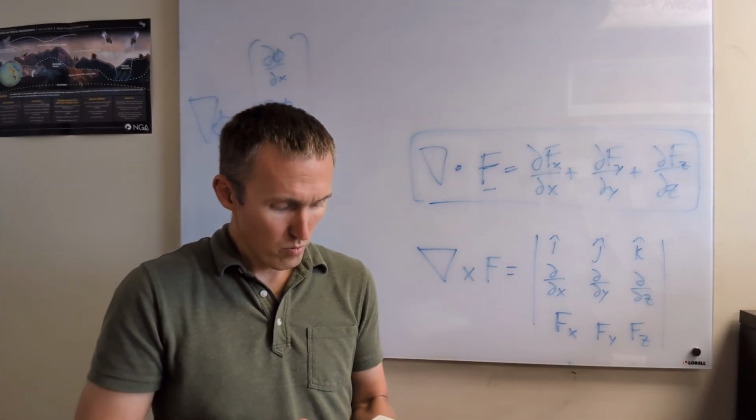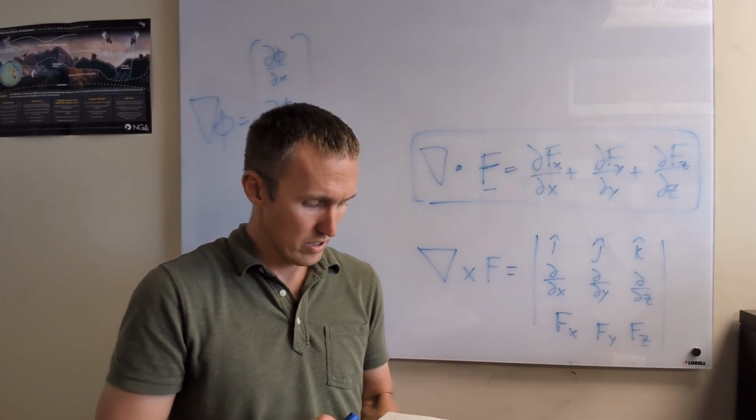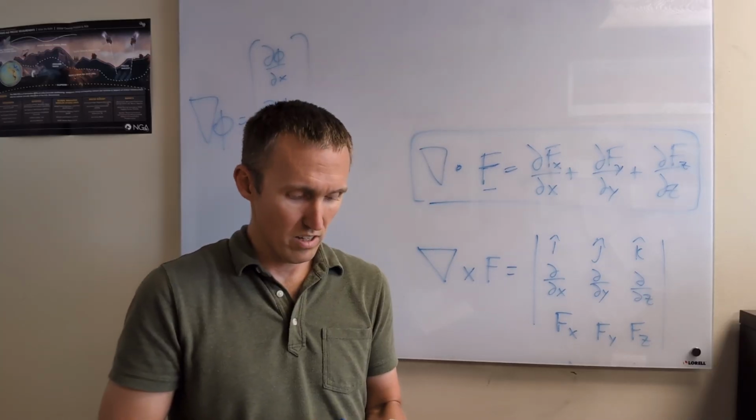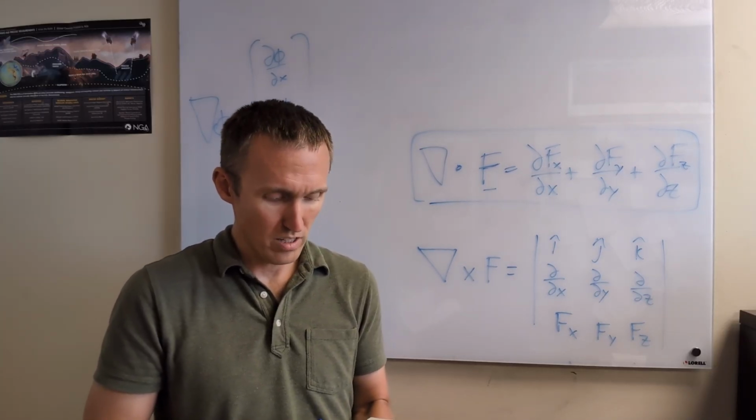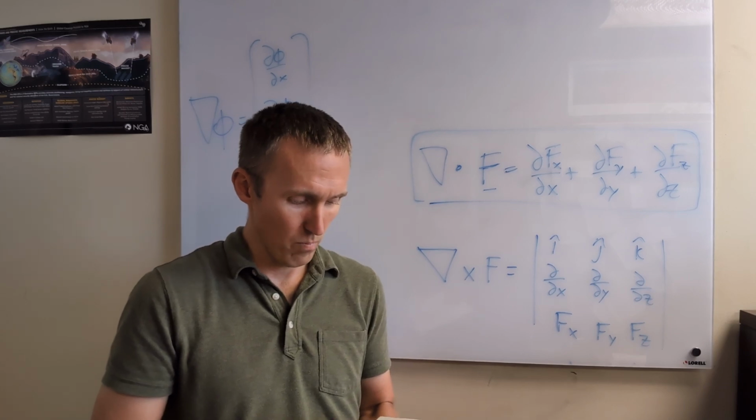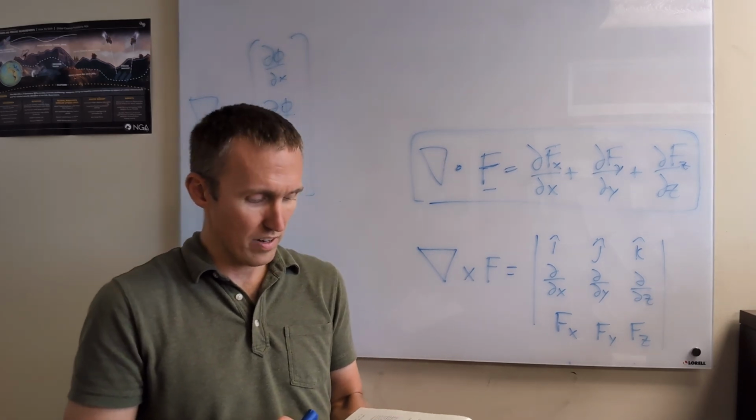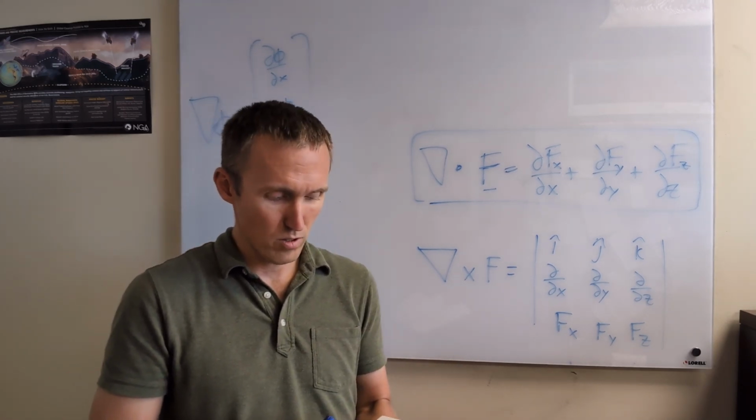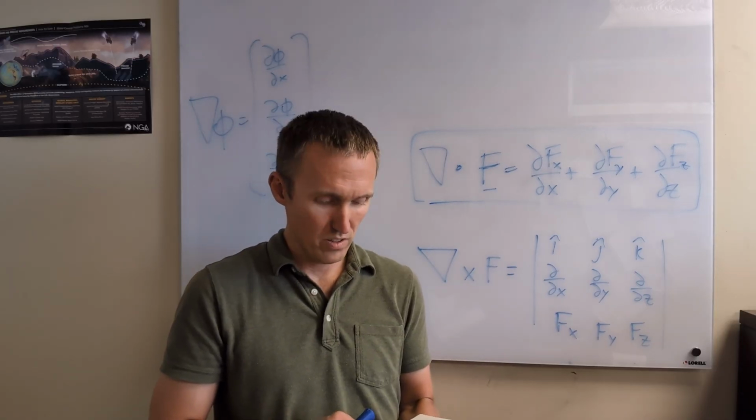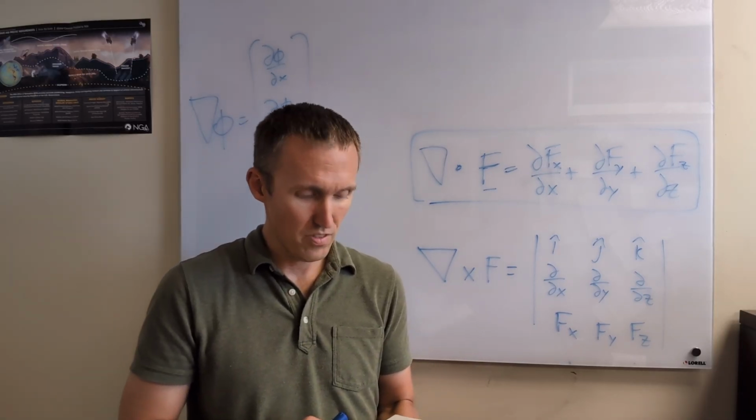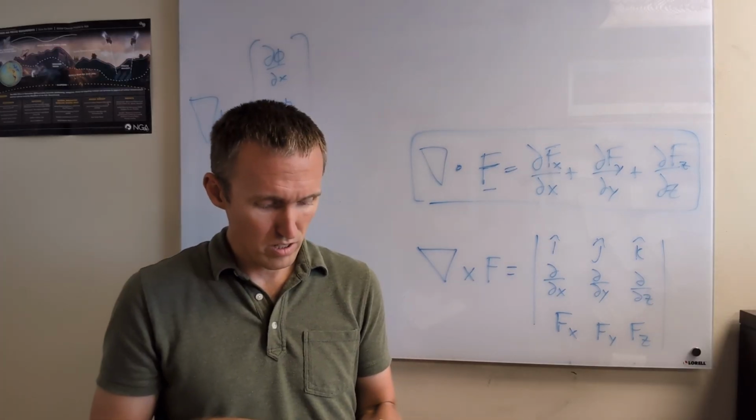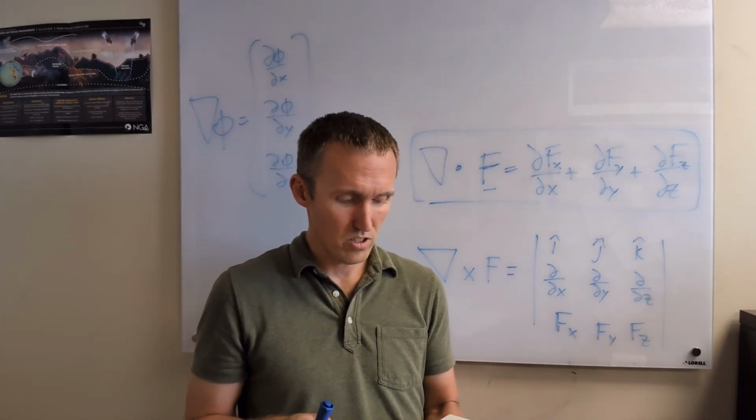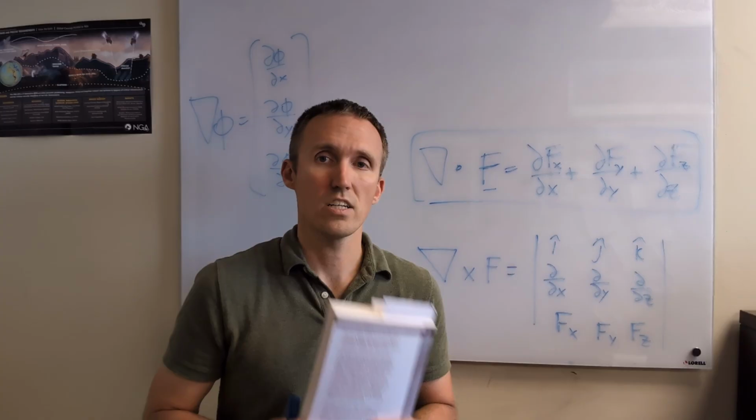What does our book say? One way to visualize the curl of a vector is to imagine a paddle wheel placed in a fluid that flows in accordance with the vector. The paddle wheel will rotate if the curl of the vector is non-zero. The curl of a vector is sometimes called the vorticity of the vector, and a vector field with non-zero curl is called a rotational or vortex field. If the curl is zero, and here's the important one for us, if the curl is zero, the vector field is said to be irrotational or conservative.